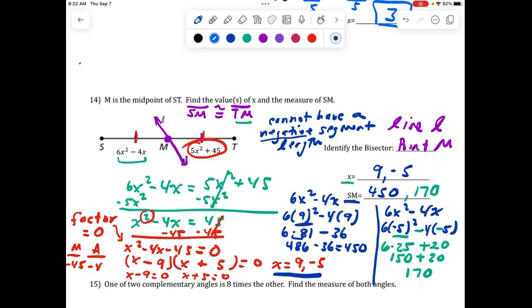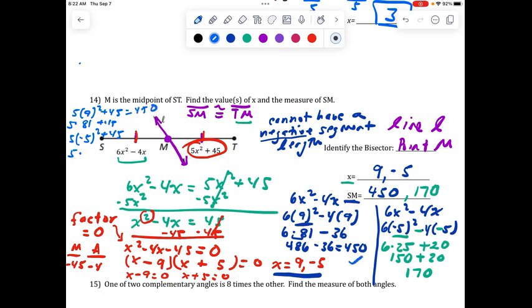You could do 5 times 9 squared plus 45. And then you could do 5 times -5 squared plus 45. So that would be 81 times 5 plus 45. Let's see, 81 times 5 plus 45. That gives me an answer of 450, which is the same as down here.